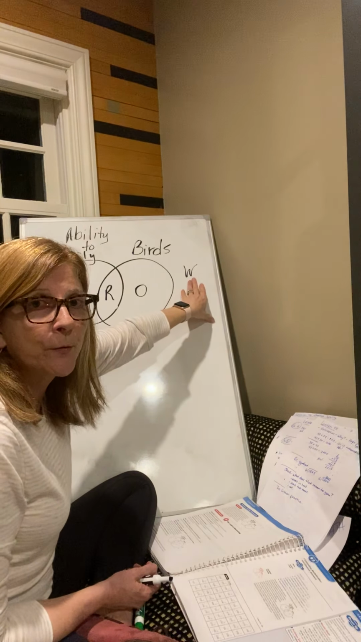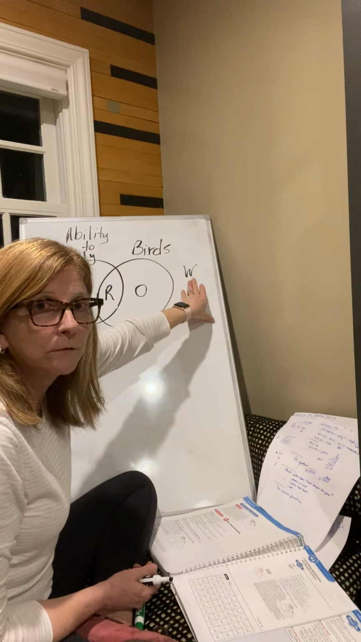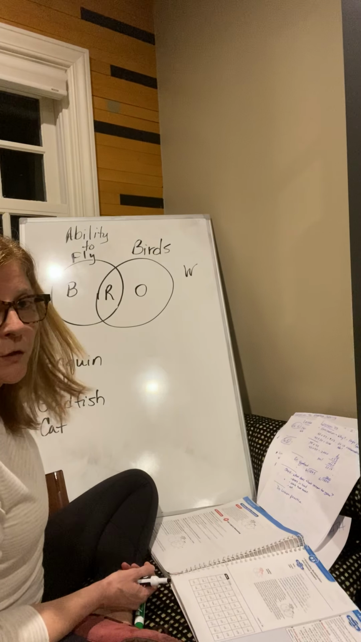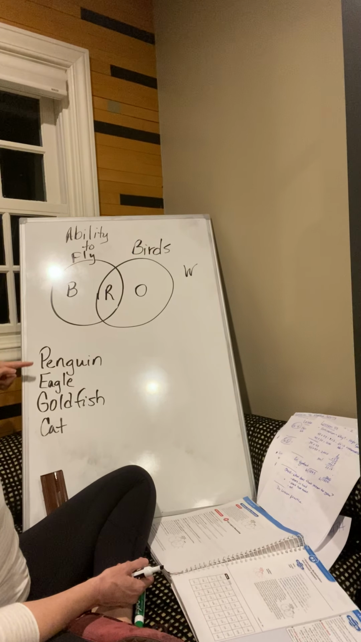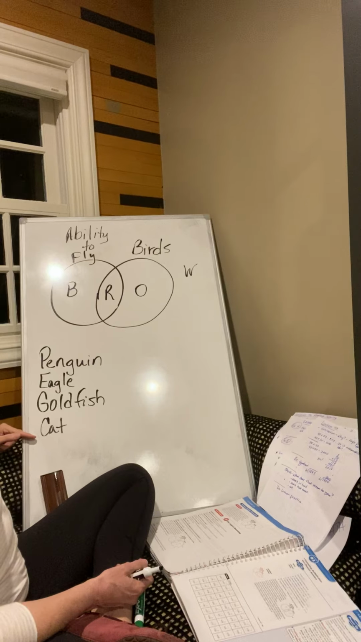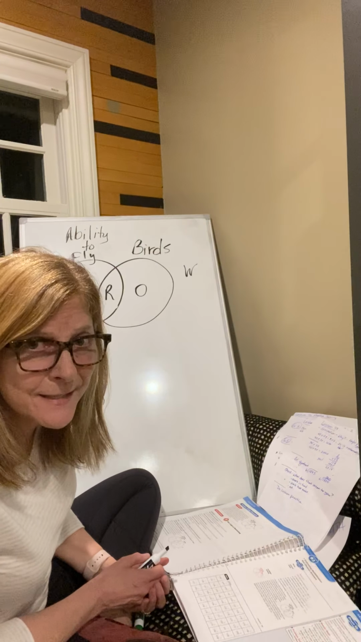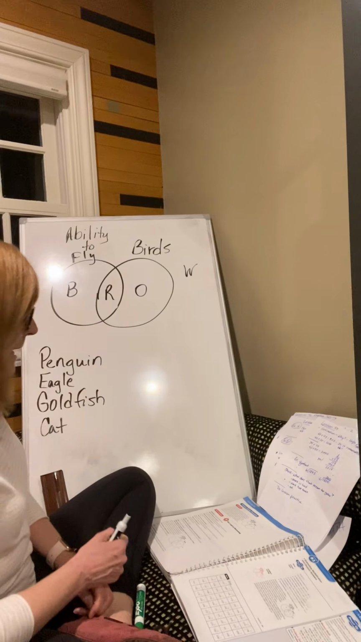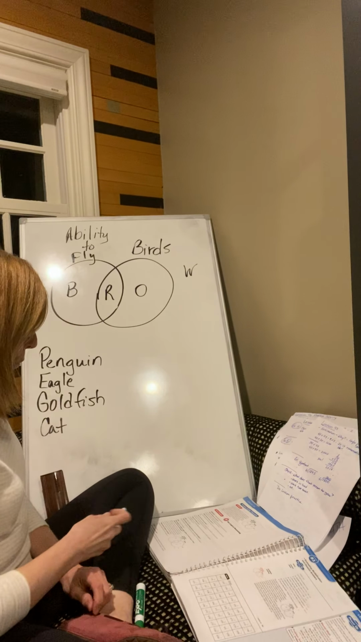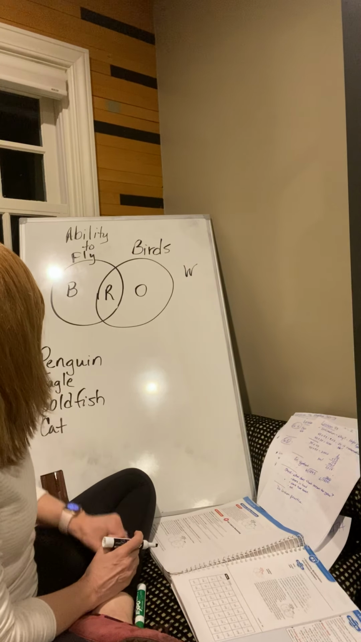Then we have this W out here, which is a whale. It's not a bird and it can't fly. So it's out here by itself. You were asked to identify penguin, eagle, goldfish, and cat. So hopefully you guys were able to do this. So we'll see. All right, so where did you put penguin?